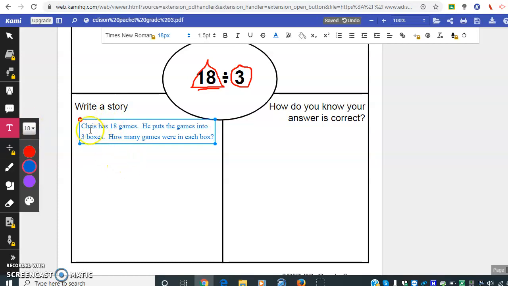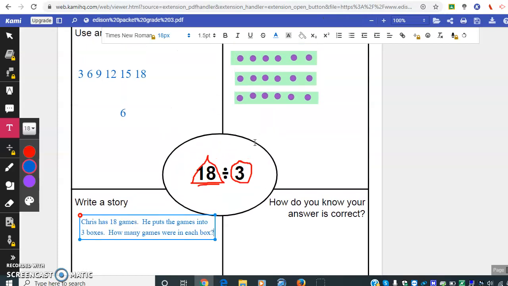So my story is, Chris has 18 games. He puts the games into 3 boxes. How many games were in each box? And I'm following the format for a division story where I start with the total and then I start putting some away and dividing them up. Right? So on to, how do you know your answer is correct?